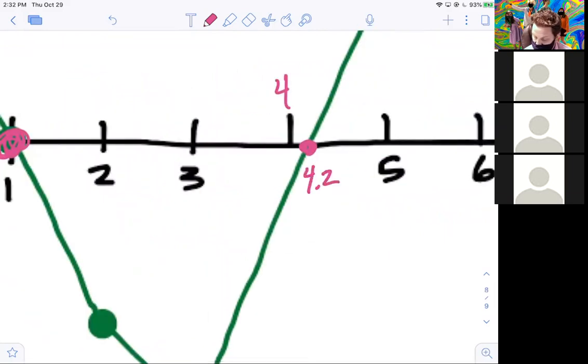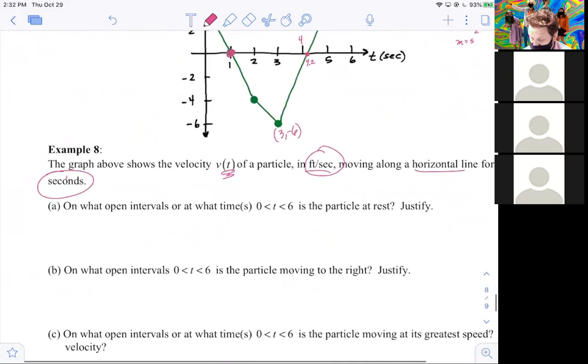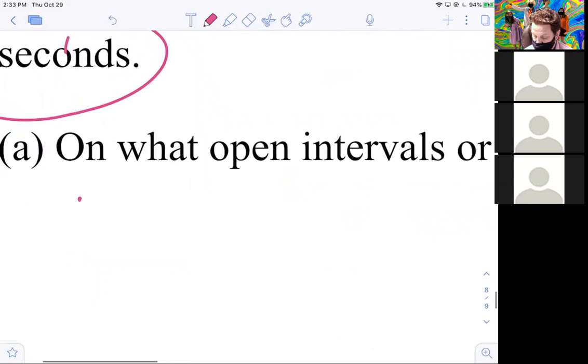So there it was. I was thinking 4.1, but it ended up being 4.2. I was close, right? Close doesn't earn me any points here, unfortunately, right? That's statistics. Okay, so now I can answer the question. I want to know where the particle is at rest. That's when the velocity is 0, and that's now at t equals 1 and 4.2. So let's go ahead and answer the question.